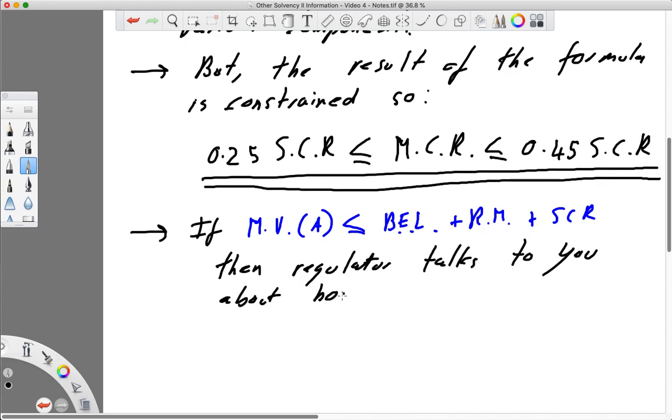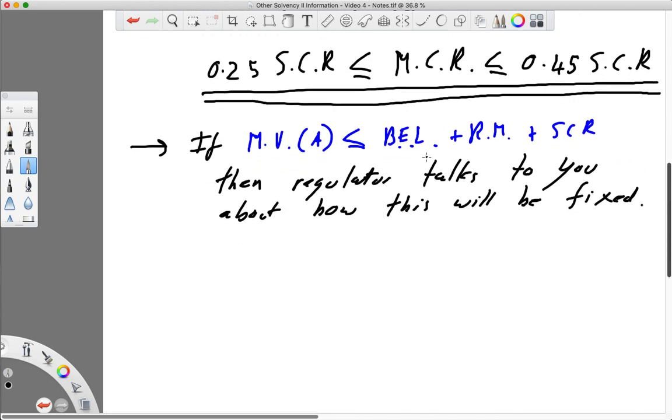about how this will be fixed. But I would say even if you're getting close to this level, if your market value of assets are dropping so they're getting close to this BEL plus risk margin plus SCR, then the regulator is probably talking to you already. And the regulator is probably interested in the fine detail of how the company is working already.